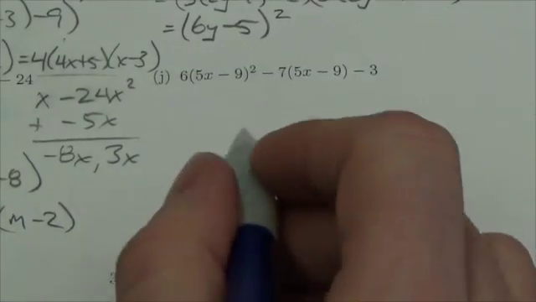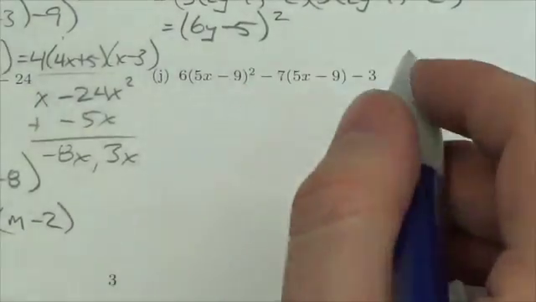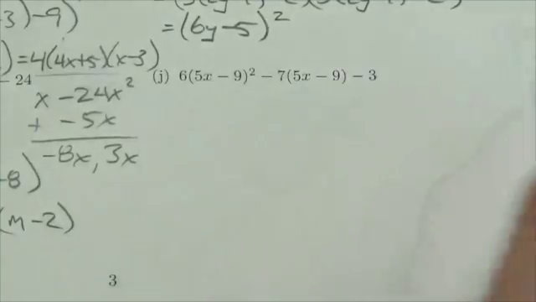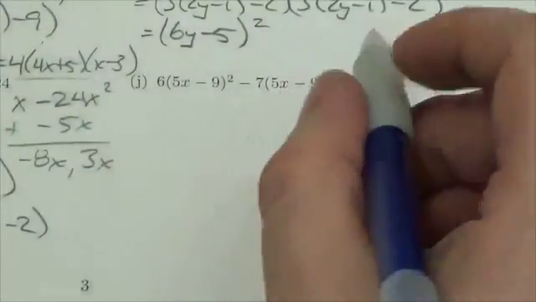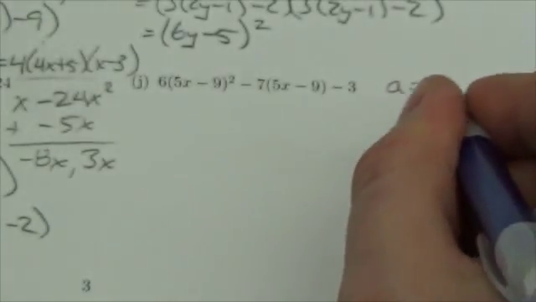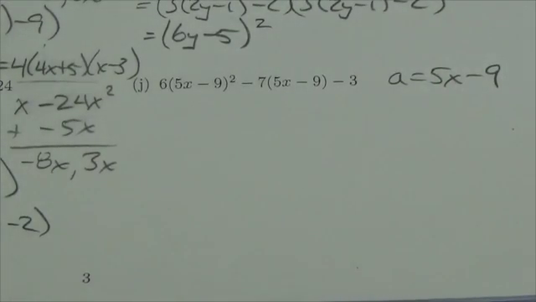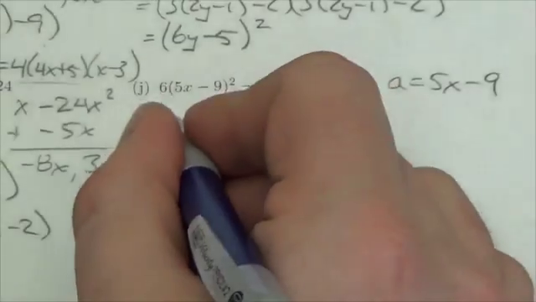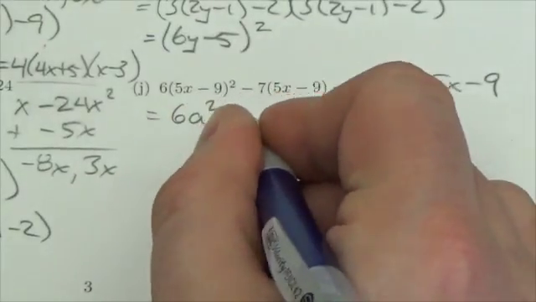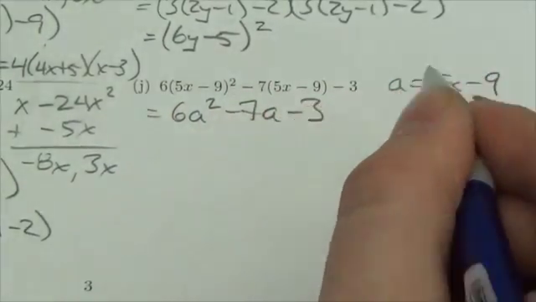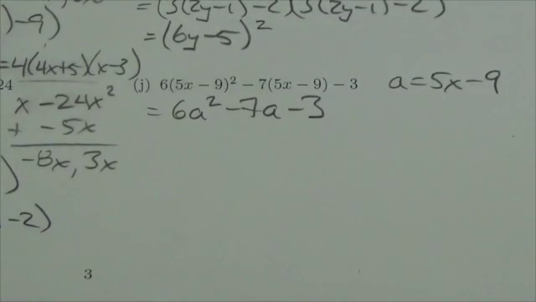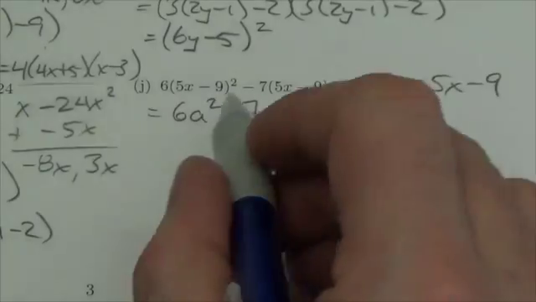All right, let's take a quick look at 3J. Okay, I have the factoring review here. I see this common binomial here, this 5x minus 9, so I'm going to replace that in this expression with a. Let a equal 5x minus 9, so that this becomes 6a squared minus 7a minus 3, so that all I'm looking at is the quadratic structure of it here.